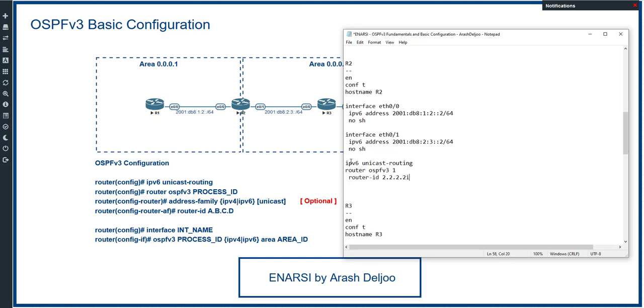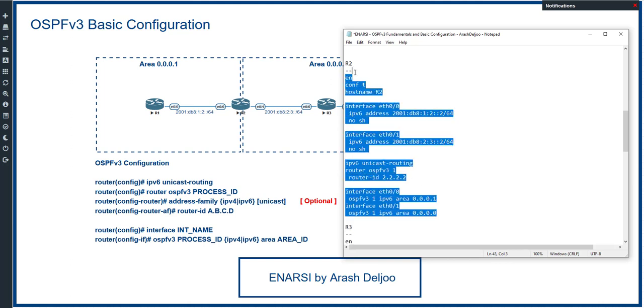After that, we should go to interface ETH0/0, and here we need to use this command: ospfv3 1 ipv6 area 0.0.0.1. This interface is residing in area 1. After that, interface ETH0/1, ospfv3 again 1 ipv6 area quad 0. Quad 0 is the backbone area. Everything is same, and let me copy this configuration to the router 2 CLI.